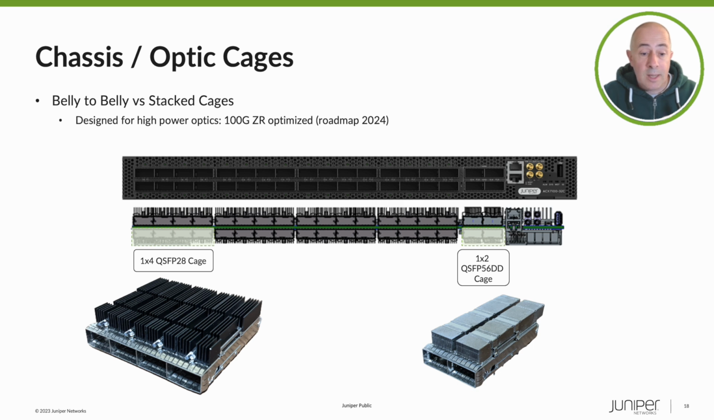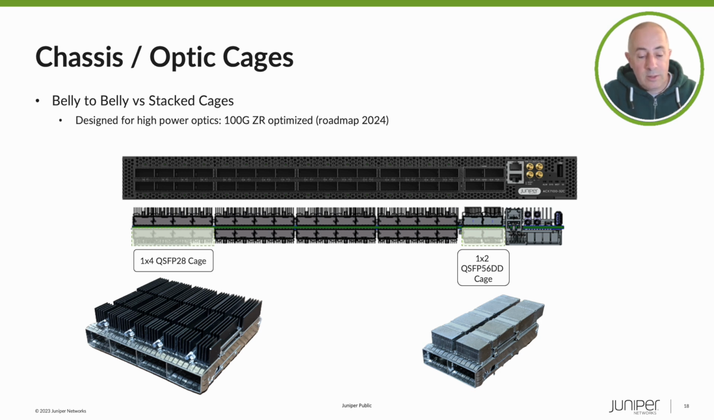Another decision we are making when we are designing the product is the selection of the optical cages. There are basically two options, using belly-to-belly or stacked cages. Stacked means two rows in one single cage with basically only the top row in contact with the heatsink. That means the bottom row is not as well cooled as the others. With such an approach, it's difficult to have high power optics on the bottom. We are avoiding that situation by using just one-row cages.